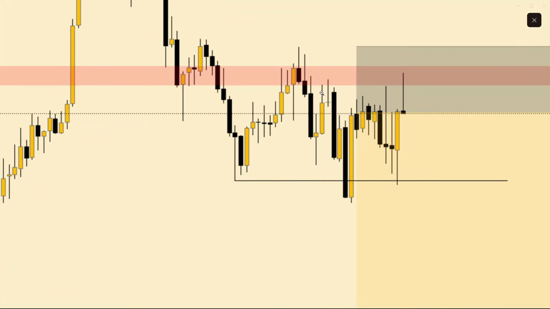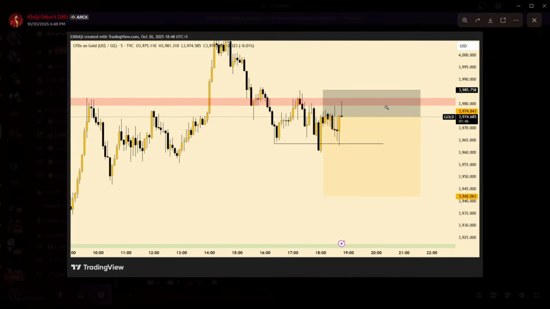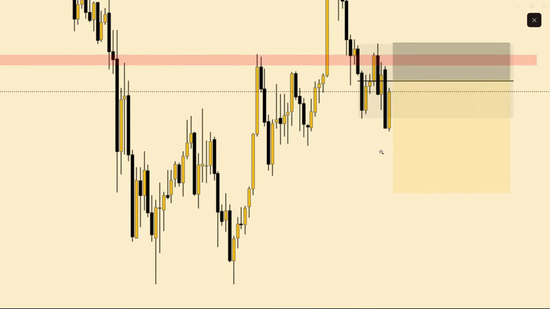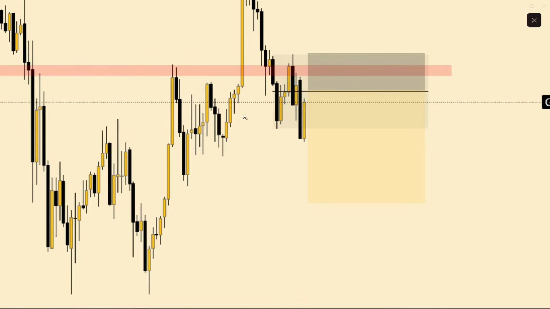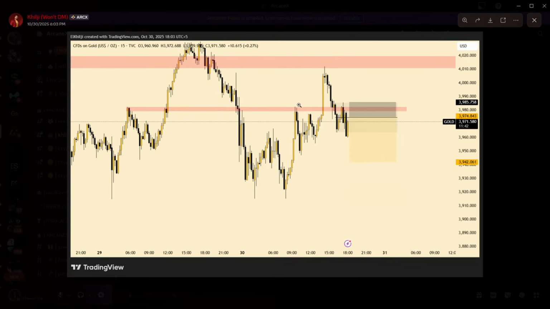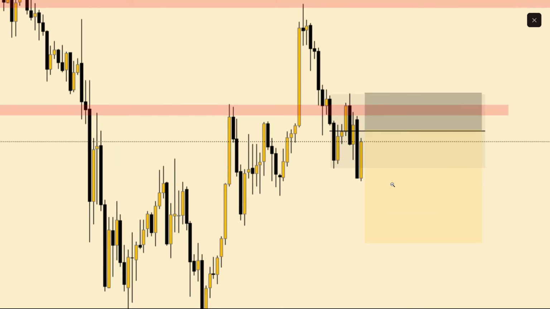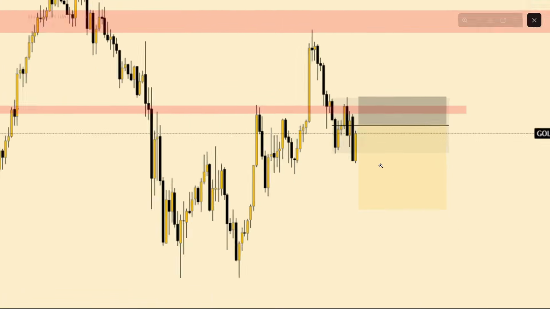This was also a glitch, I believe. Actually, let me see. So, yeah. This wasn't a glitch. This was from a simple zone, but I had the confluence of a support and resistance level over here, so I went in and we got a one-to-one out of it.